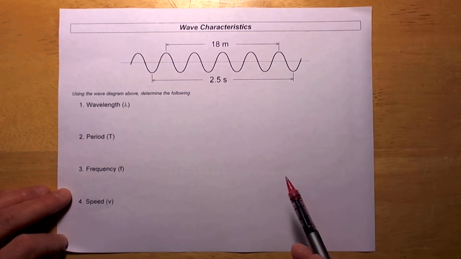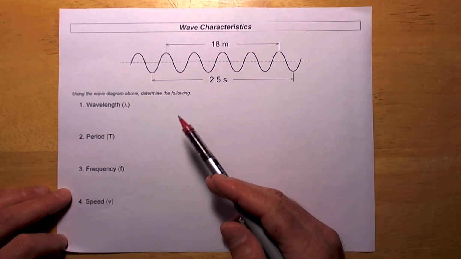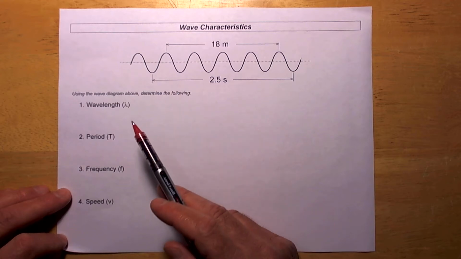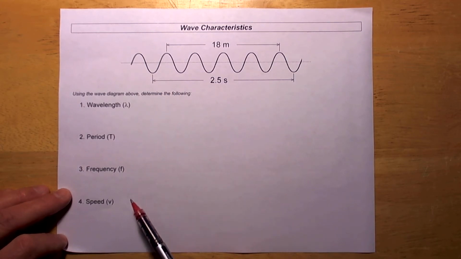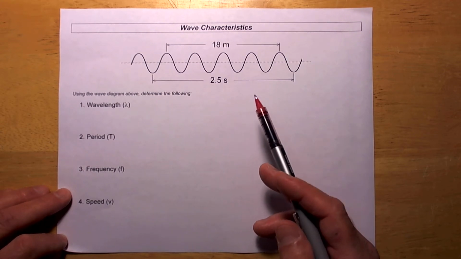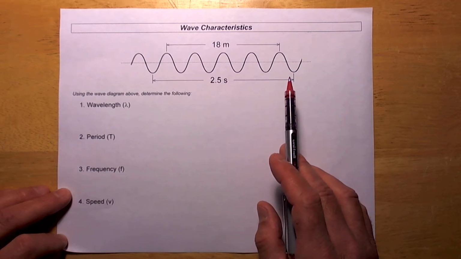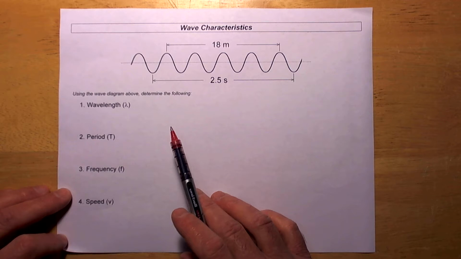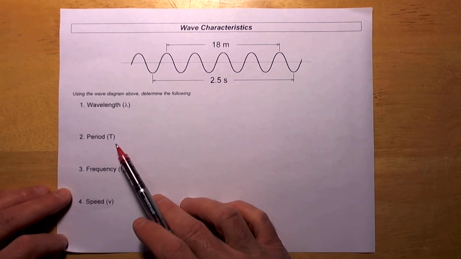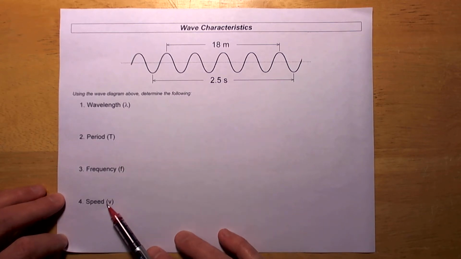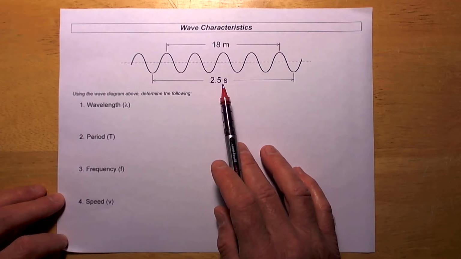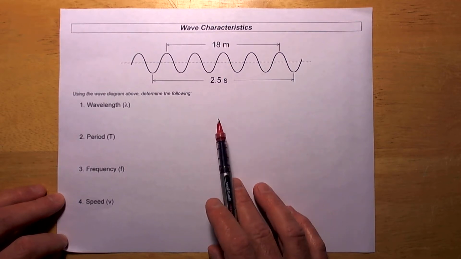Hi there, physics students. In this video, we're going to be discussing some common wave characteristics. You've already been introduced to these topics in the reading and in previous assignments, but what we're going to do here is to quantitatively analyze this wave. Well, what does that mean? We're going to do some math to understand the wavelength, the period, the frequency, and speed of this particular waveform based on the measurements that have been given.